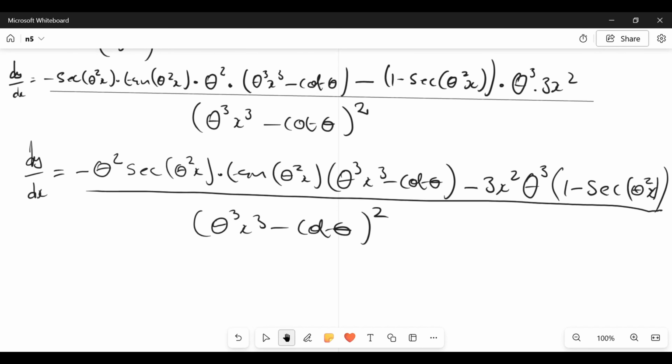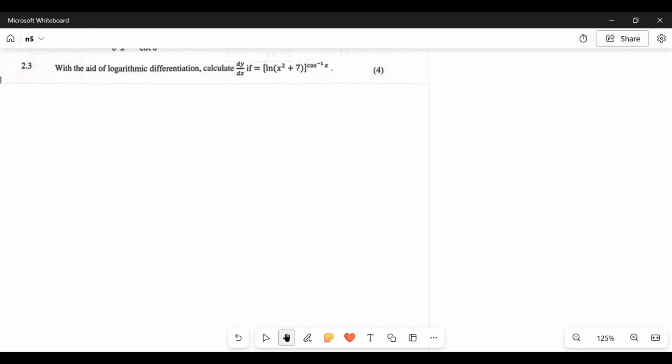All right, people, we are done with this question, which was 2.2.2. Let's go do the next question, which is 2.3. All right, guys, here is our 2.3. Let's read the statement and let's solve this problem here.